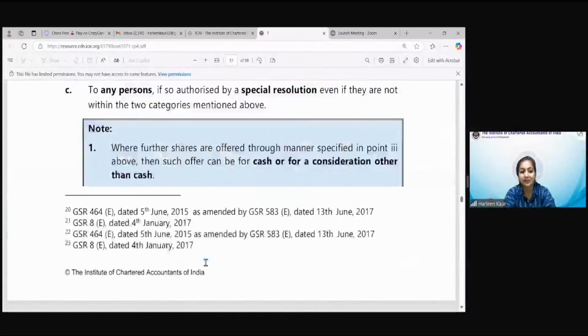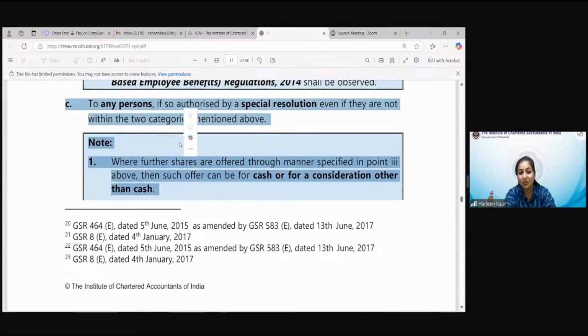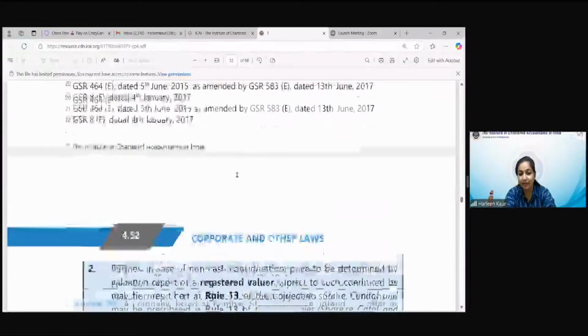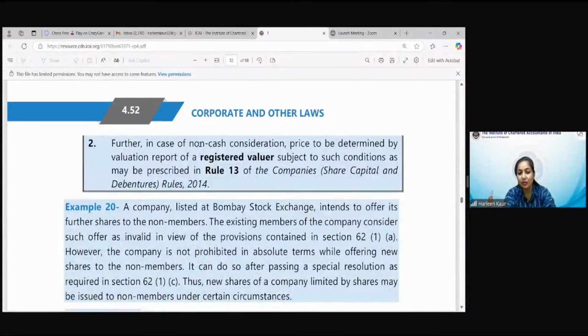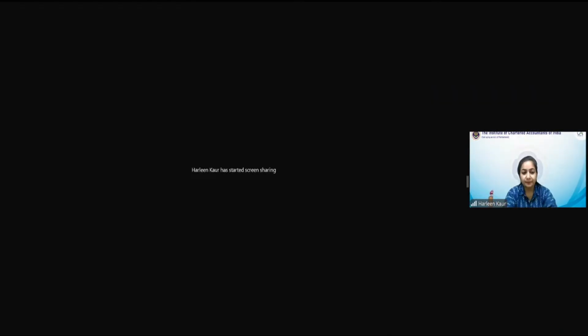Now, here it is. So this is your section 62, subsection 1, clause C. SR will be passed when the shares have been offered for cash or consideration other than cash, and such valuation has to be done by the registered valuer as per Rule 13. So no need to remember Rule 13. If you have written as per the registered valuer, SR, whatever has been written, you will get the full marks related to this topic. All right, let's try seeing more questions.